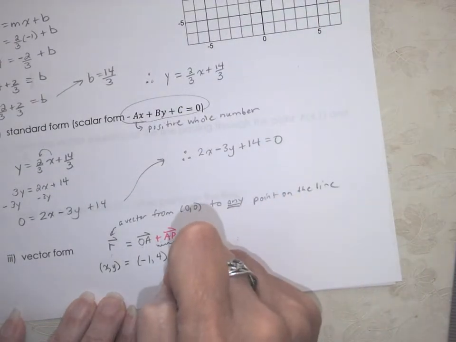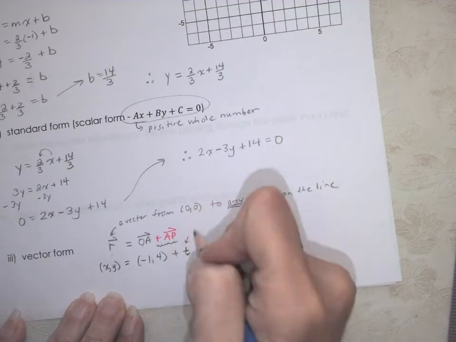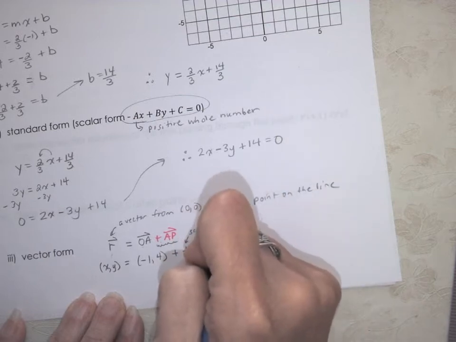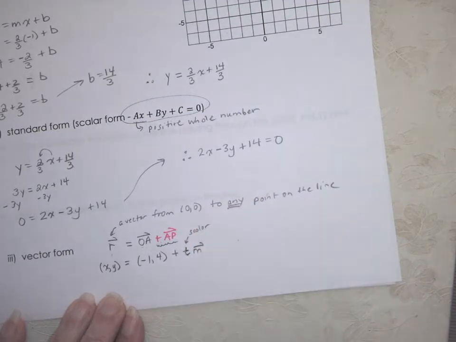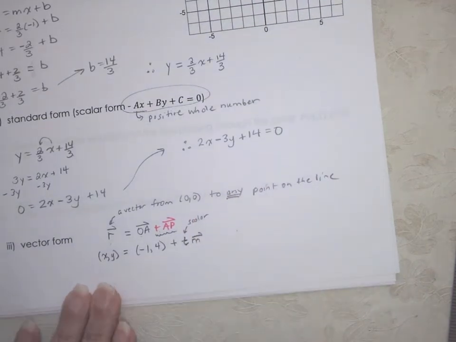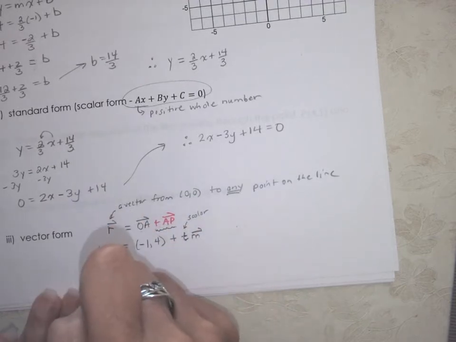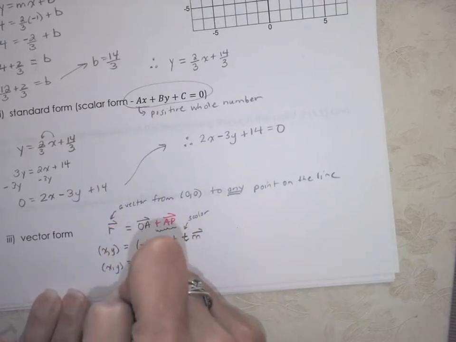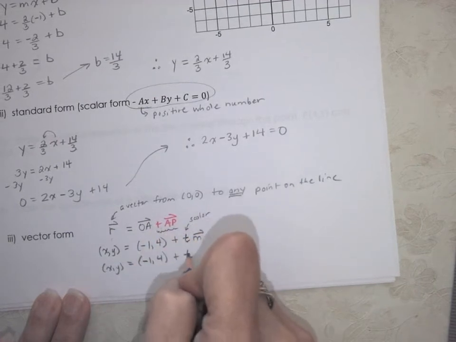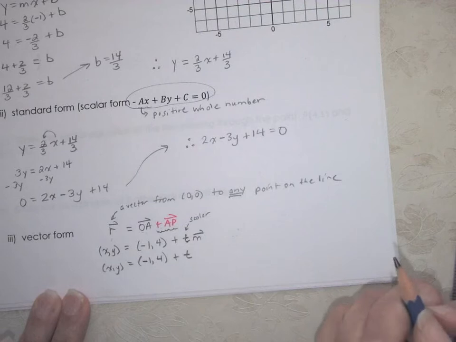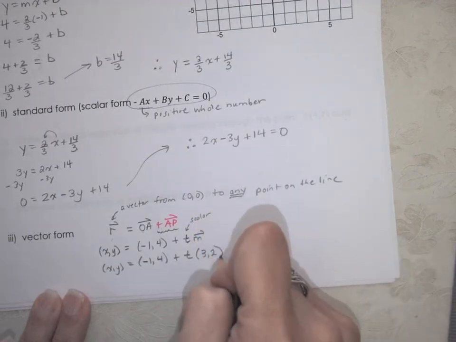So we're going to use t as our scalar. So this is a scalar, or a number, times vector m, because we know it has that direction. And then we can just fill this in. So t, some number, some constant, some scalar, times vector m, which we know in this case is 3, 2.